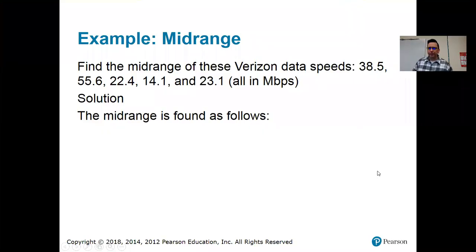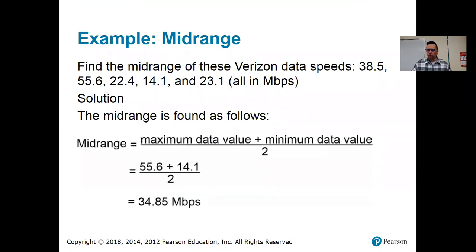All right, quick example with the mid-range. Find the mid-range of those same 5 values that we keep using in a bunch of examples. You just have to identify the maximum and the minimum. The maximum is 55.6, the minimum is 14.1. The mid-range comes out to 34.85 megabits per second, I think it was.